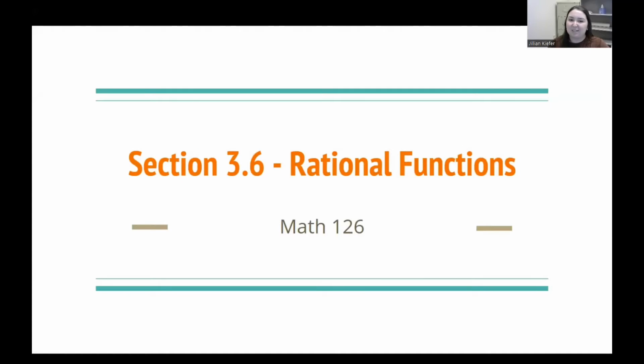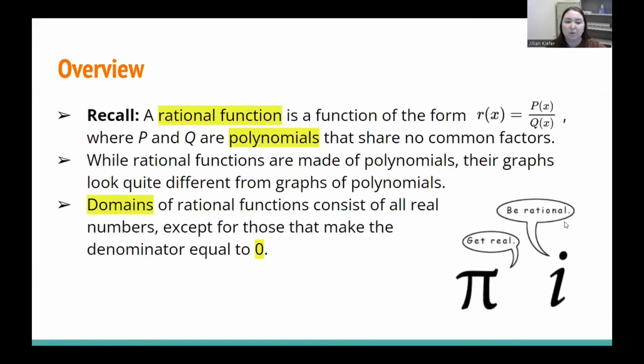All right, so here we are with section 3.6 on rational functions. We want to recall a rational function is a function of this form: R of x is equal to p of x divided by q of x, where p and q are both polynomials and they don't share any common factors at the moment. Meaning that you can't factor something out of the numerator and denominator and have them cancel. That'll be for later in the section. But as of right now, nothing's going to cancel out of those terms.